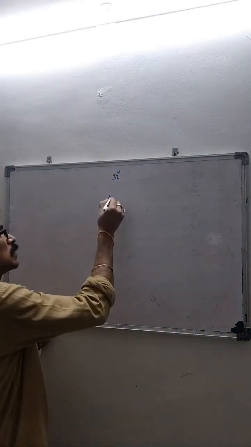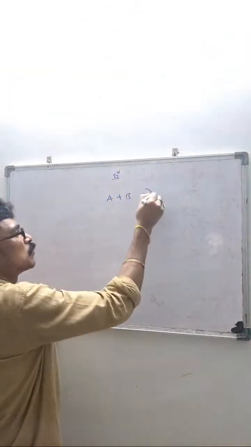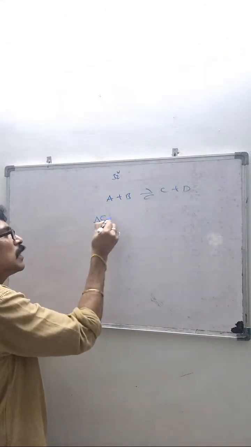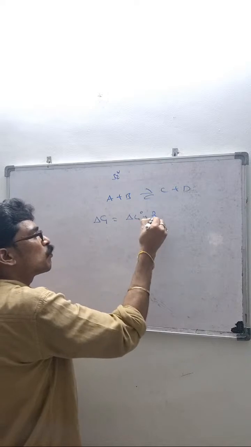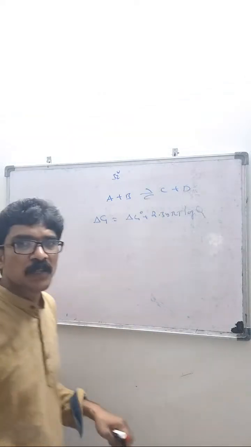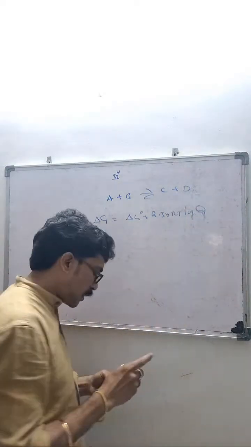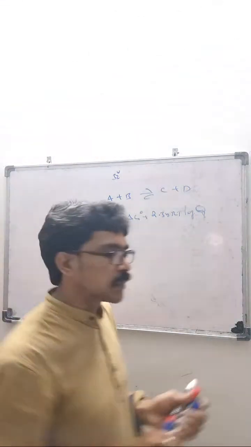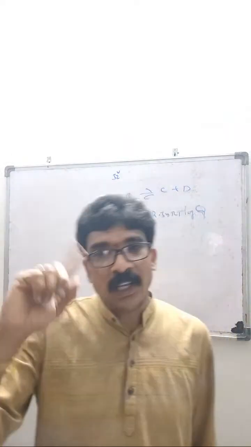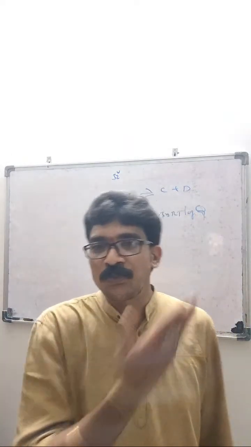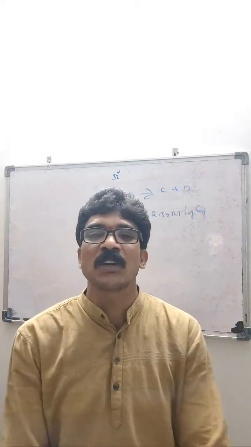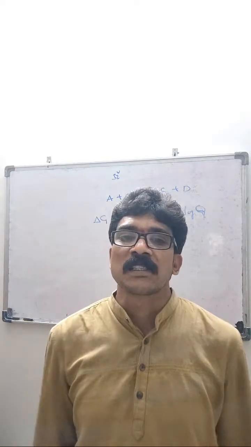Consider a reaction A plus B gives rise to C plus D. As per thermodynamics, delta G is equal to delta G naught plus 2.303 RT log Q. This formula is used for chemical equilibrium, for thermodynamics, and for electrochemistry. Now we are doing electrochemistry.